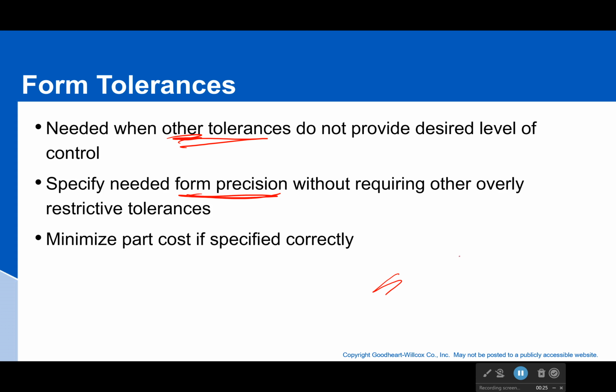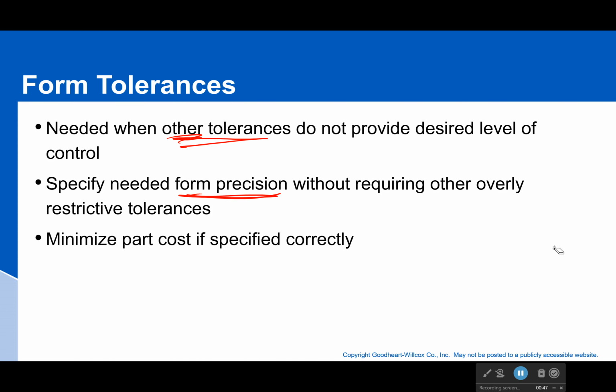overly restrictive tolerances. For example, if I have a table, I might care that the table is flat, but the only way to control that with a size tolerance is to make it very, very small. That's not fair because, honestly, a thick table should still pass. You just want to make sure it's flat. And if you do this correctly, well, it's going to minimize the part's cost.